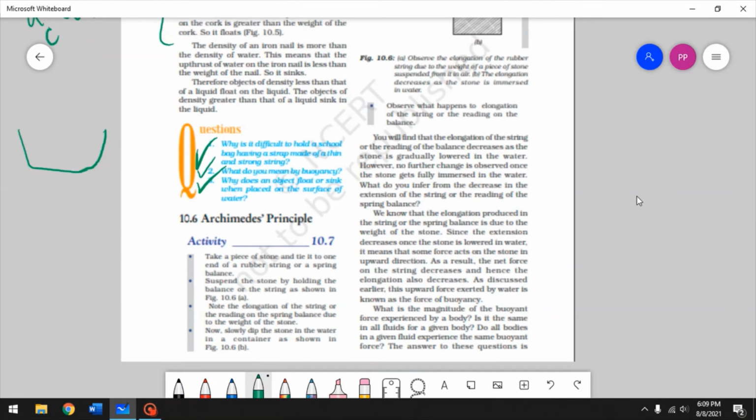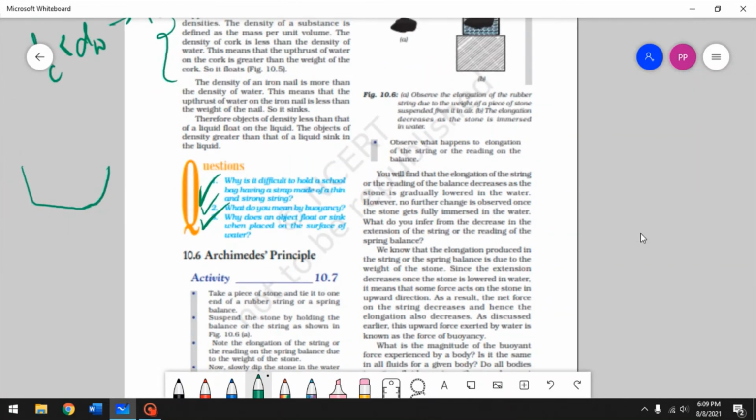When we perform activity 10.7, you will observe a few things. That's what we're going to talk about now. Activity 10.7. You'll find that the elongation of the string or the reading of the balance decreases as the stone is gradually lowered in the water, right? No further change is observed once the stone is fully immersed in the water. So what do you infer from the decrease in the extension of the string or the reading of the spring balance? We know that the elongation produced in the string or the spring balance is due to the weight of the stone, right?